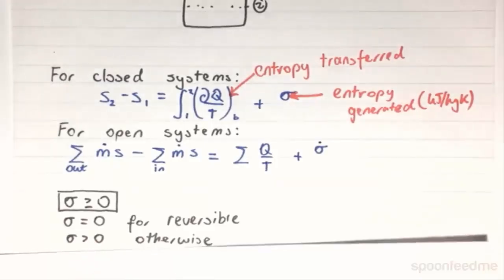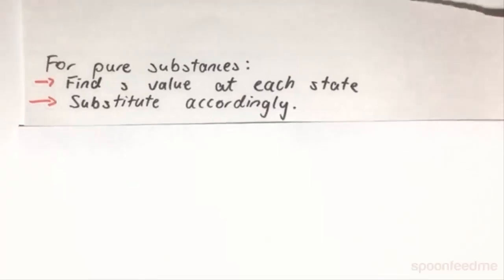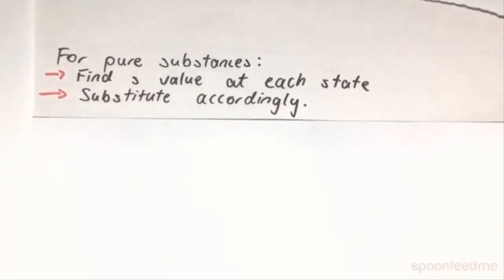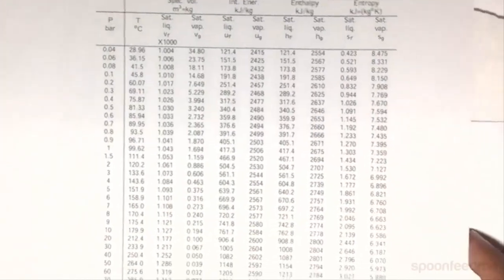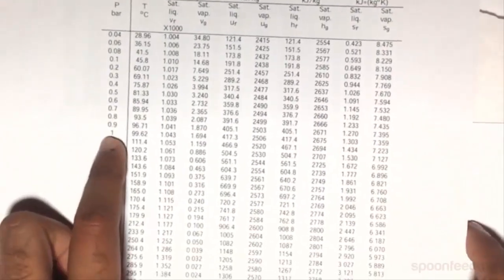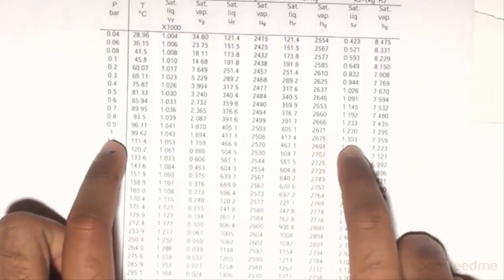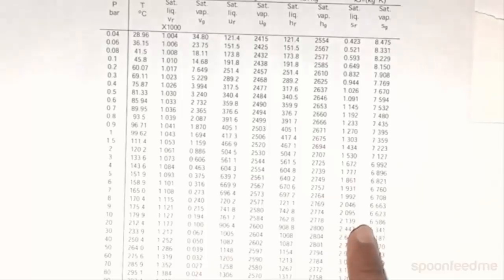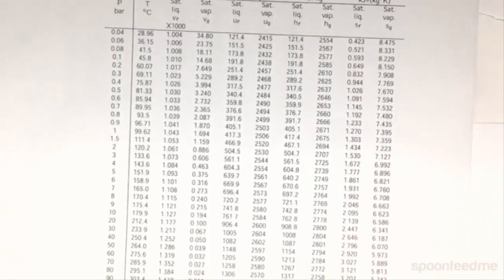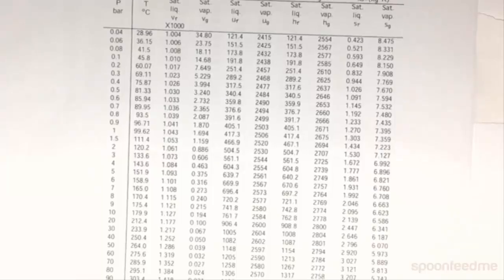So now, finding the change in entropy, S2 minus S1, for pure substances is actually quite simple. We just find the S value at each state, and we substitute it accordingly. So if you look at our steam table over here, let's say state 1 is over here, S1 and maybe Sf, and so it'll be 1.303, etc. And the equality equations are valid, just like what you saw before, so it will be Sf plus x(Sg minus Sf).